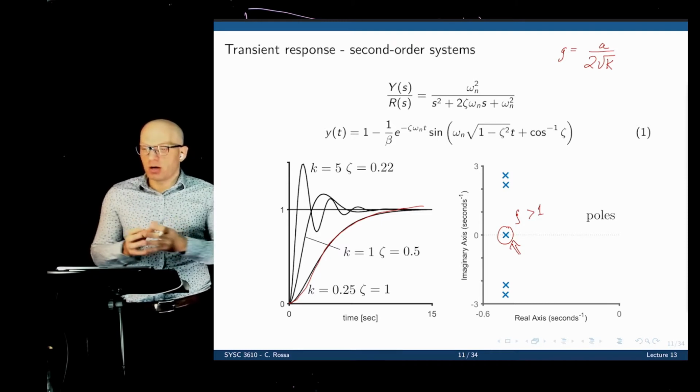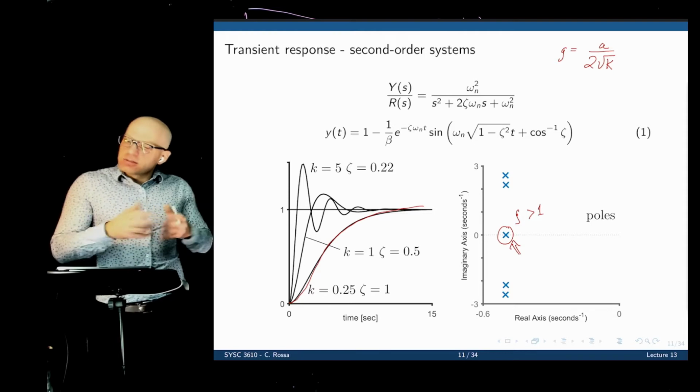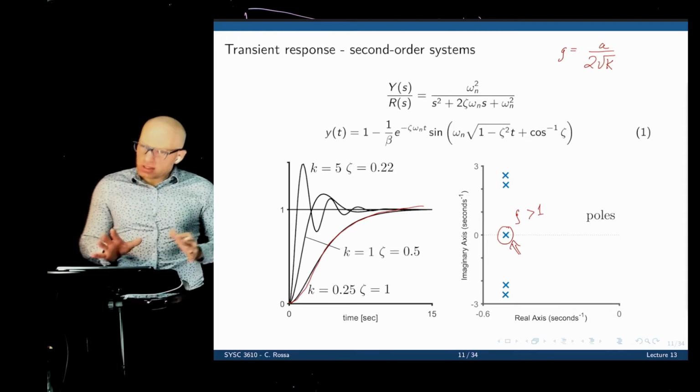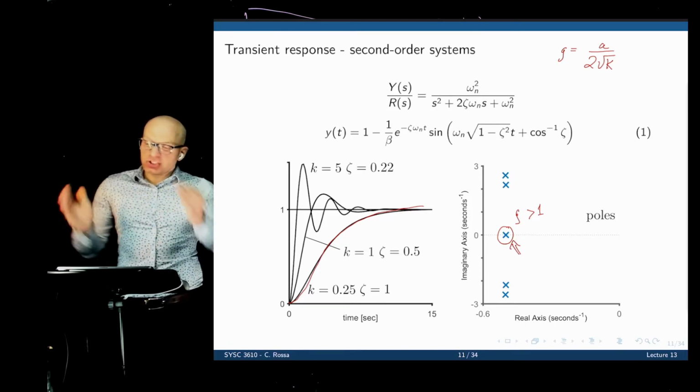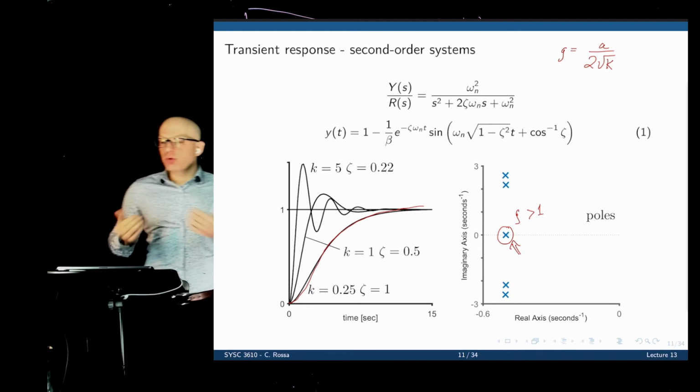The system tends to be a little bit more unstable. It's still stable though, because the real part of the pole is negative, right? But we see now that we can completely shape the output of the system. We have full control over it.